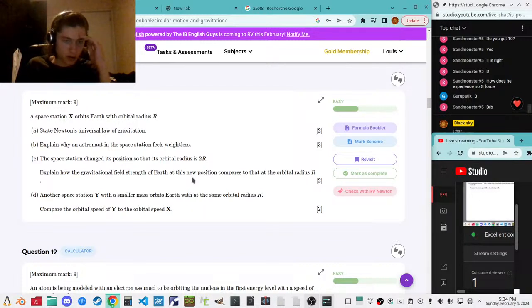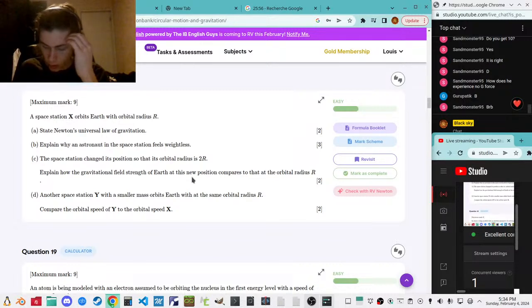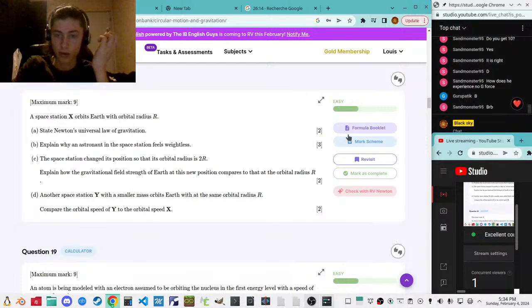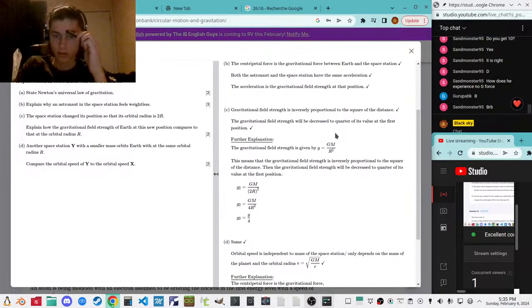The space station changes position so that the orbital radius is this. Explain how the gravitational field strength at this new position compares to that. It compares by 1 over r squared. So 1 over 4. Is this it? 1 over 4?